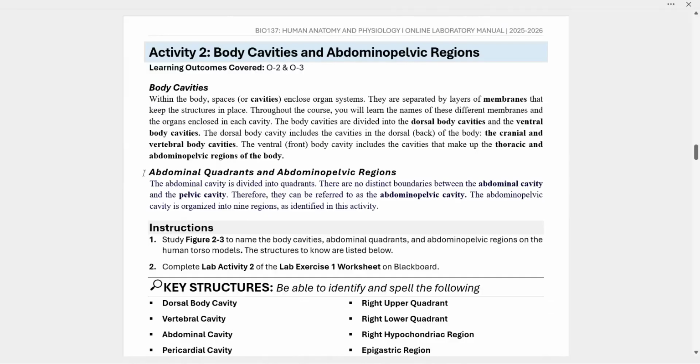Abdominopelvic quadrants and abdominopelvic regions. The abdominopelvic cavity is divided into quadrants. There are no distinct boundaries between the abdominal cavity and pelvic cavity. Therefore, they can be referred to as abdominopelvic cavity. The abdominopelvic cavity is organized into 9 regions.